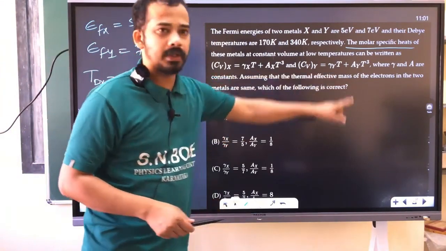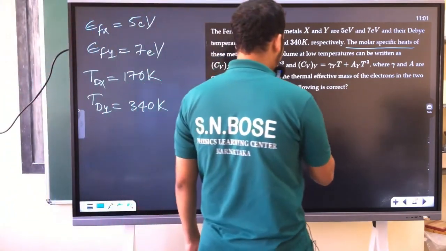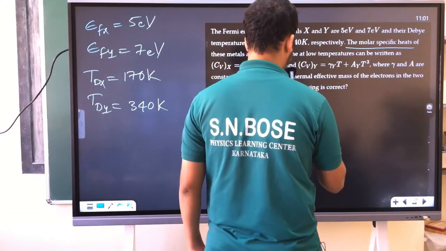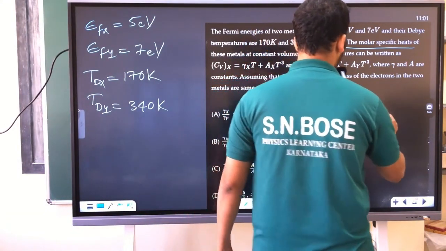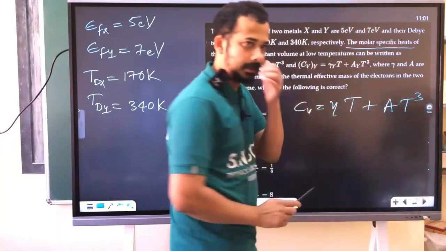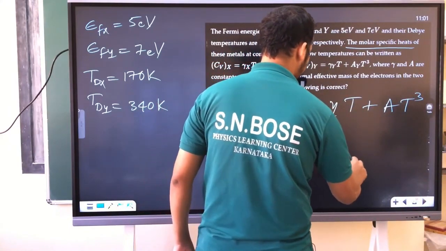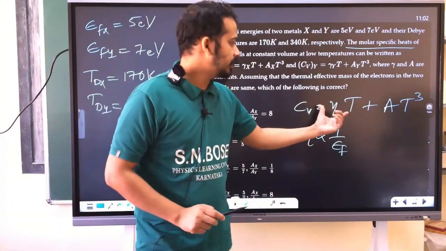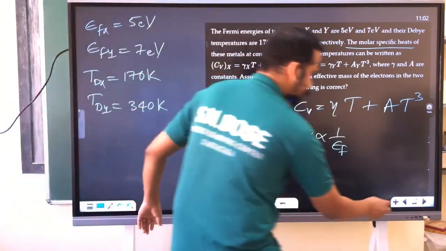So again, if you write specific heat like this, I mean molar specific heat, that's equal to gamma T plus A T cube. That's how he has written. Am I right? Now this gamma is inversely related to Fermi energy, isn't it? This is a contribution due to electron. You got my point.